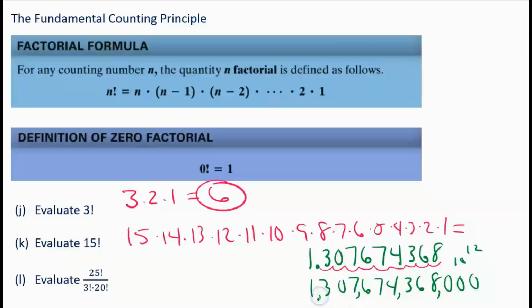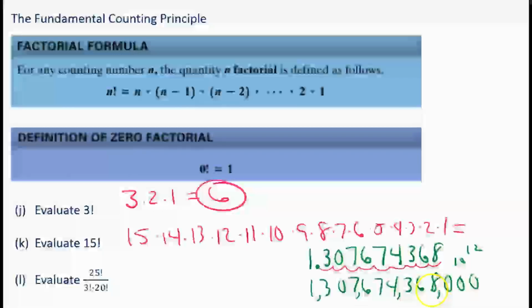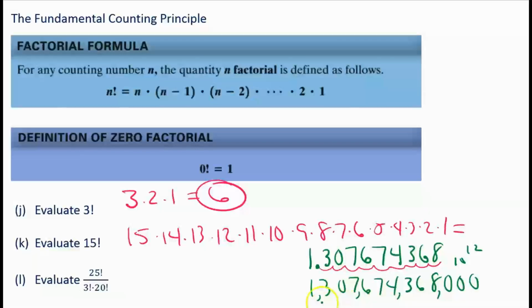And this is an enormous number. So, of course, these are the hundreds. These are thousands. That's 368,000. These are the millions, right? What comes after millions? Billions, right? And then trillions. So this is 1,307,674,368,000. That is an enormous number, and that's just 15 times 14 times 13 times 12 times 11 times 10. You get the point, right?